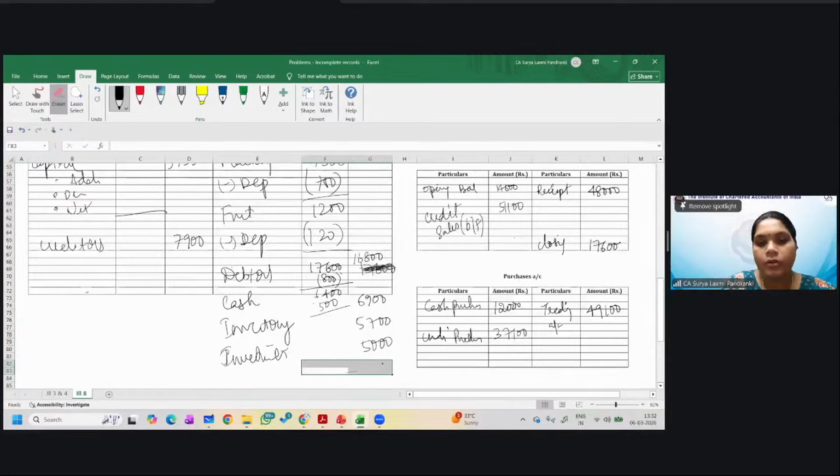Okay. Total is 42,230. Done. I want others also to respond. Is it tallying?